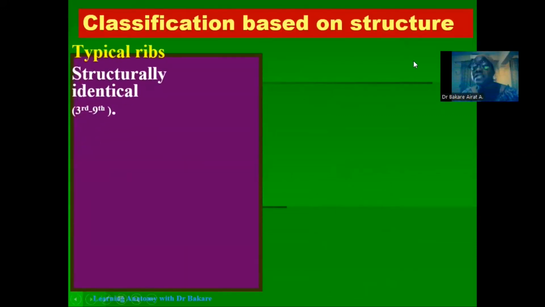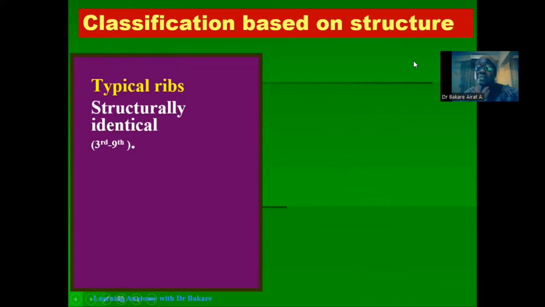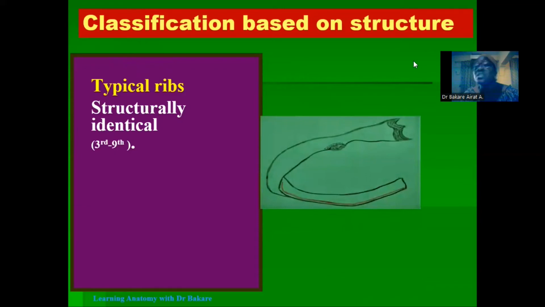For the structural classification, we already said that they could either be typical or atypical. For them to be typical, it means they are structurally identical, which means that they look alike in terms of their morphology. And these ribs range from the 3rd rib to the 9th rib. And this is what a typical rib looks like. They have the head, they have the neck, which is the constriction that is seen after the head, and they have the tubercle. After the tubercle, we then have the longest part, which is the body or the shaft. So this is the general configuration of what a typical rib looks like.